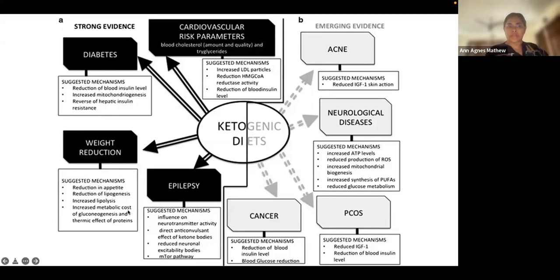So many people use it for that. There's a reduction of appetite because you're eating so much fat. There's a reduction of lipogenesis. There's increased lipolysis, increased metabolic cost, gluconeogenesis, and thermic effect of proteins.